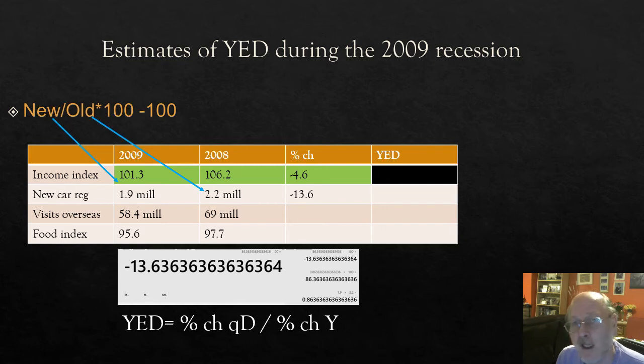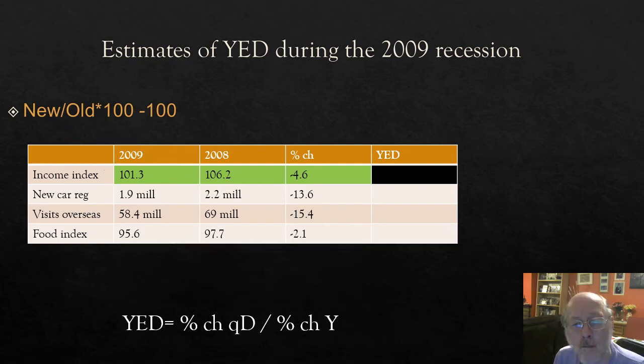No, I'm not going to key in 6 noughts and 6 noughts because that will take too long, and that would mean that I'm going to make mistakes. So it's just new 1.9 divided by old 2.2 times 100 minus 100. I'm going to do the same for visits overseas. It fell by 15.4%, whereas food consumption fell by 2.1%. Well, that's all the percentage changes that I need.